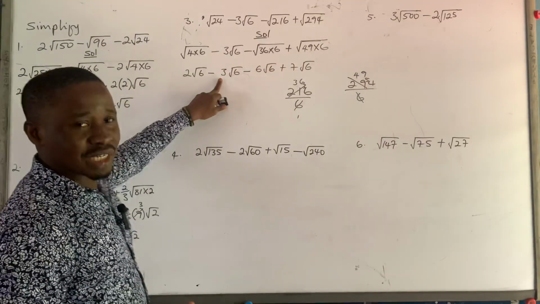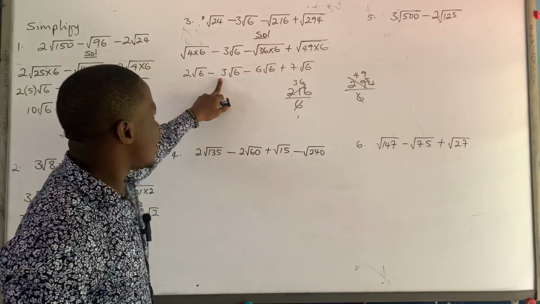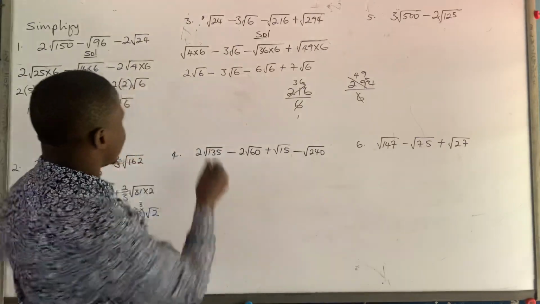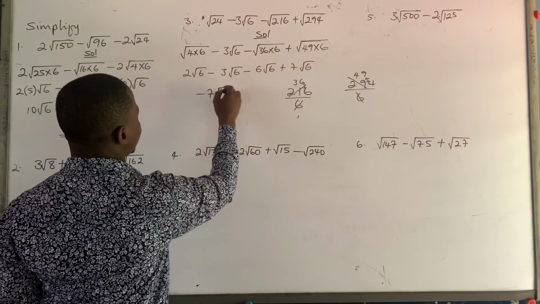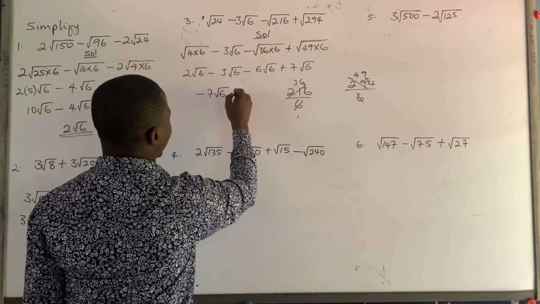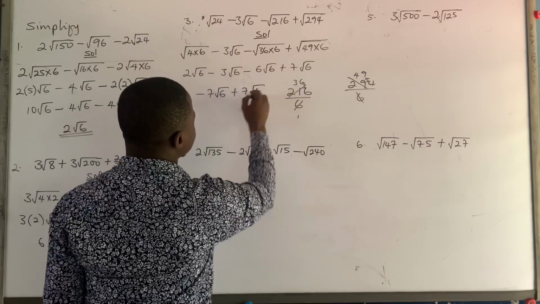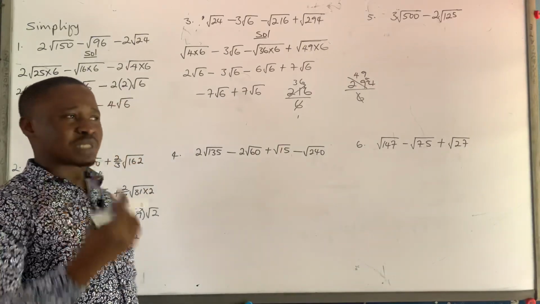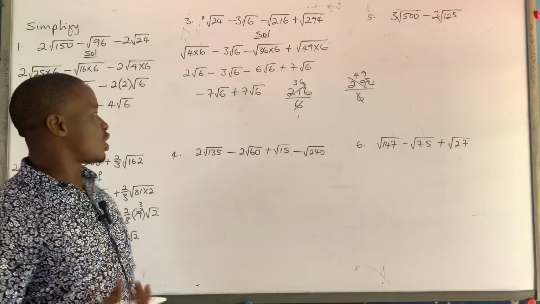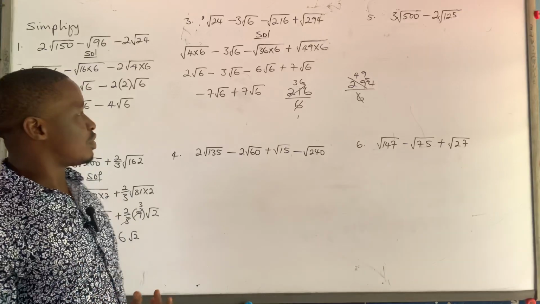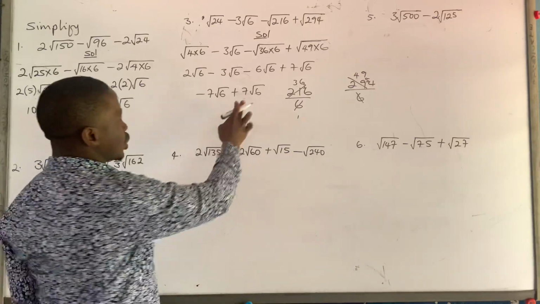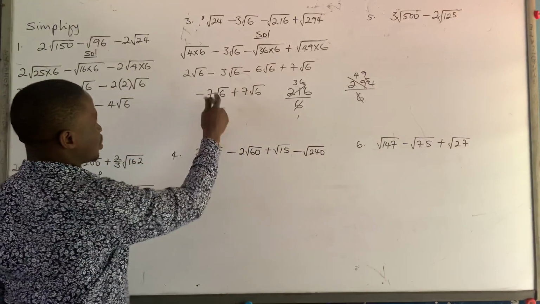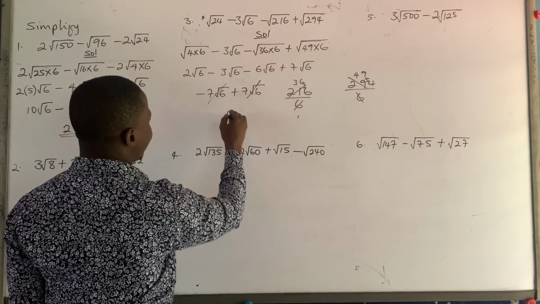So 2 minus 3 is minus 1. Minus 1 minus 6 is minus 7 root 6. Here is plus 7 root 6. So whenever something subtracts the same thing, we have 0. 5 minus 5 is 0. 6 minus 6 is 0. So 7 root 6 minus 7 root 6. What do we get? We have 0.